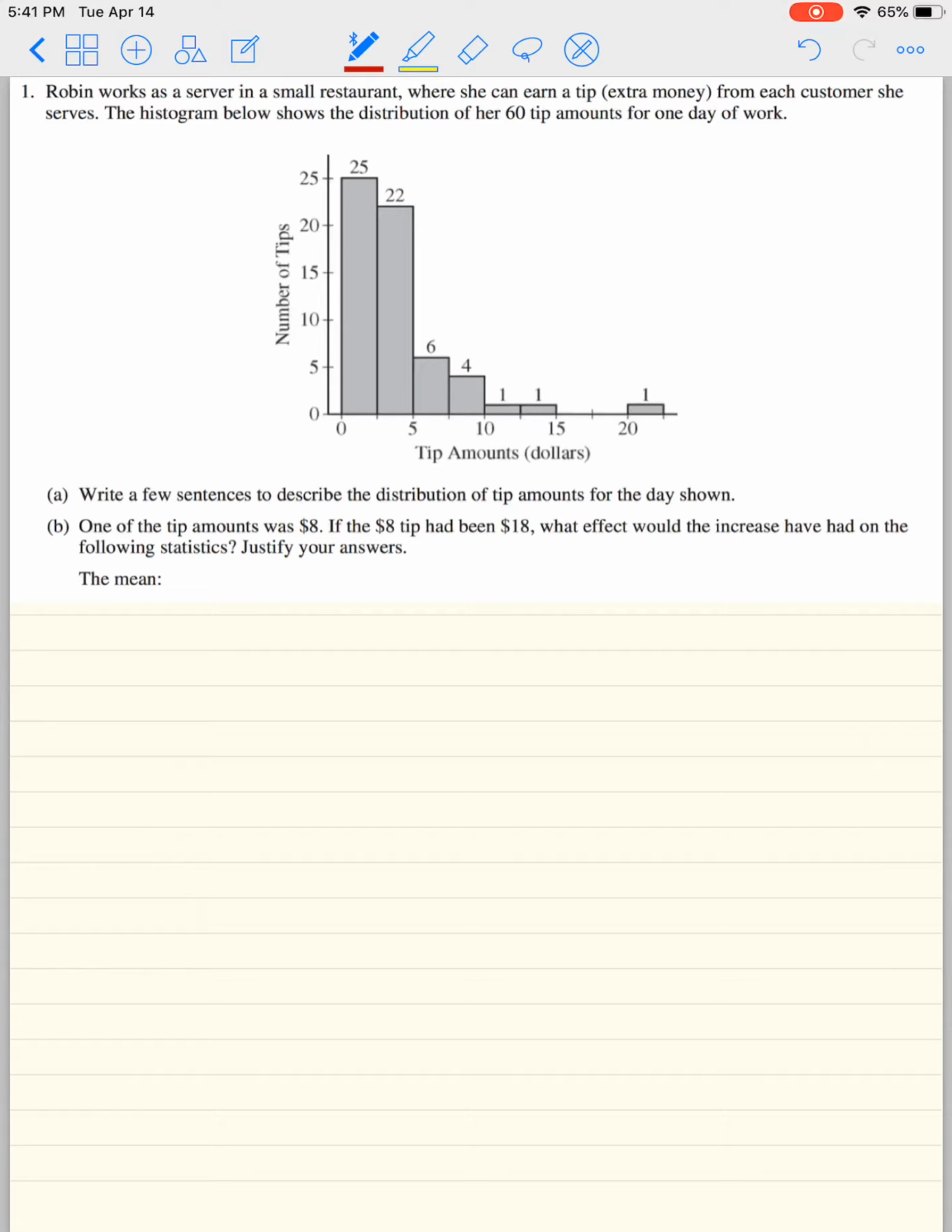Robin works as a server in a small restaurant where she can earn a tip, extra money from each customer she serves. The histogram below shows the distribution for 60 tip amounts for 1 day of work.